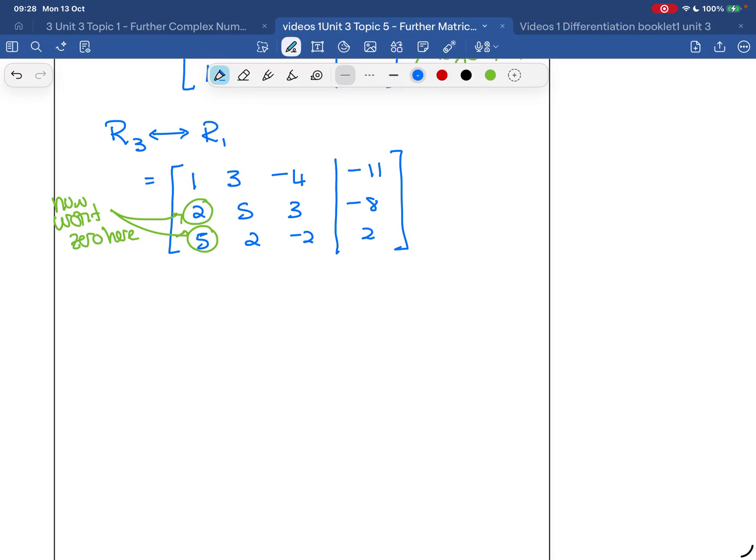I think it's probably easier to first do row 2, get that working, and then work with row 3. Sometimes it just clears itself up. But let's start with row 2. Okay, so I'm going to say row 2 minus 2 times row 1, and I'm putting it back into row 2.